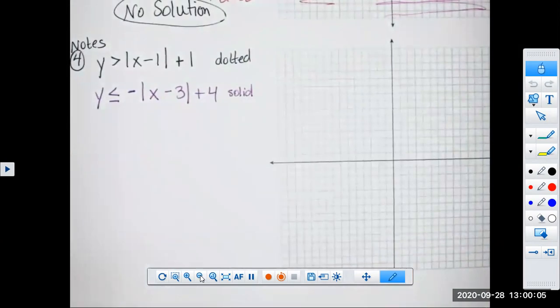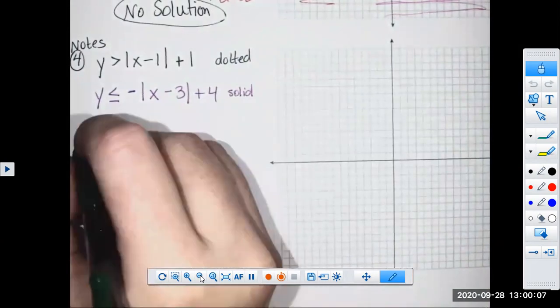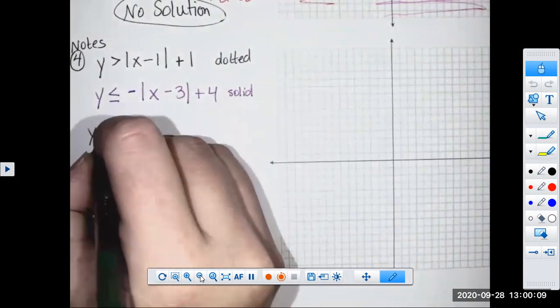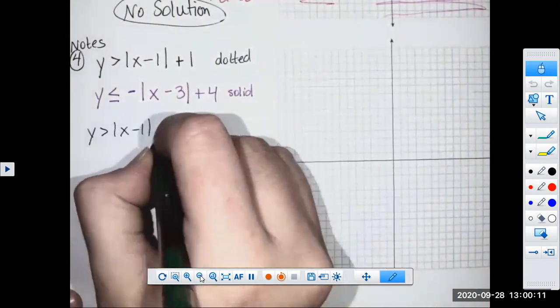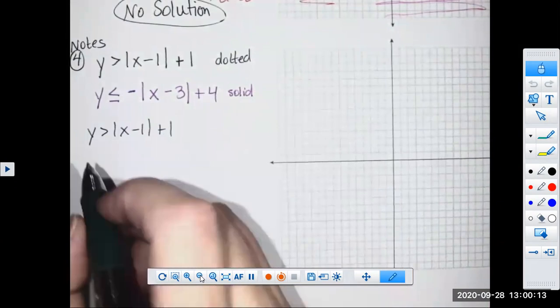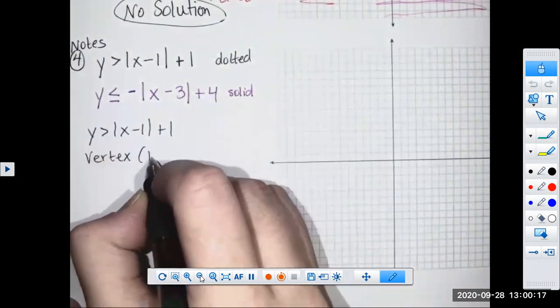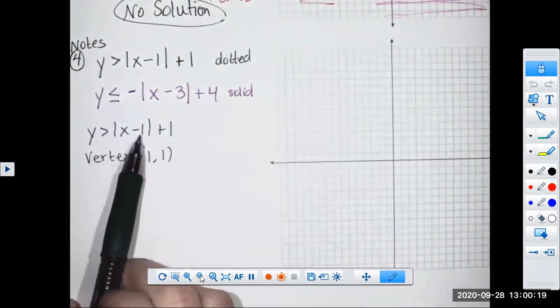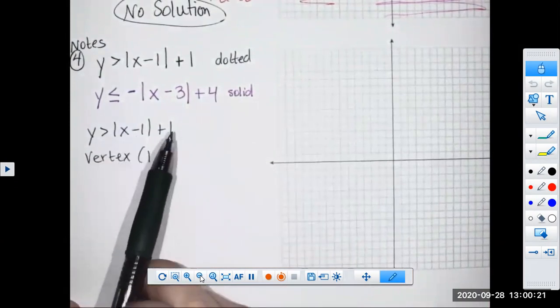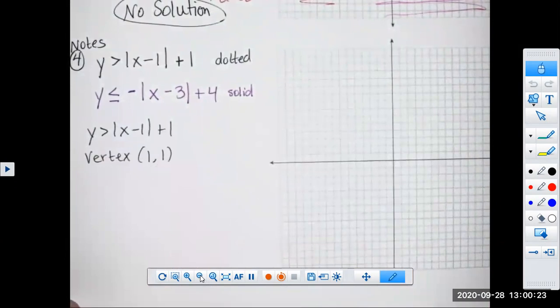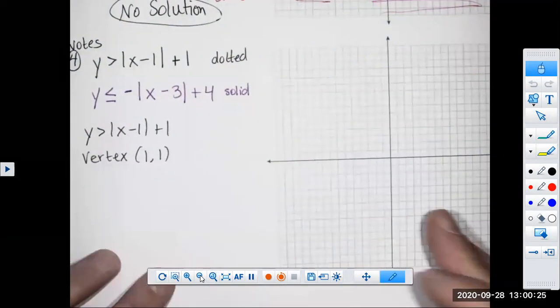All right, let's look at this one in green. You don't have to rewrite it. What is your vertex? Good. You do the opposite of the number with x, and then you keep that number the same. So vertex is 1, 1. You can go ahead and plot that.